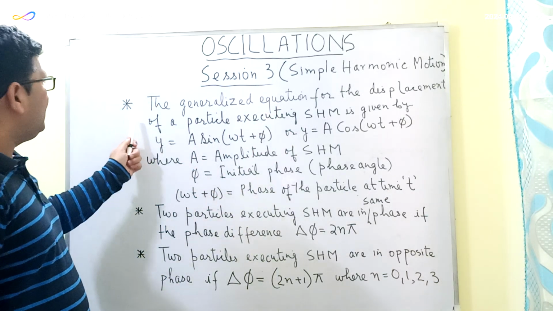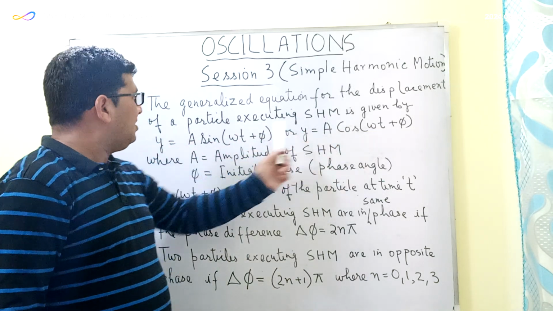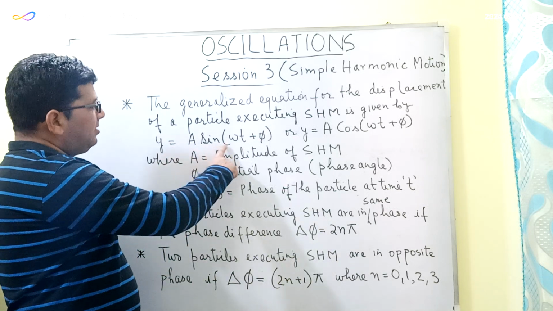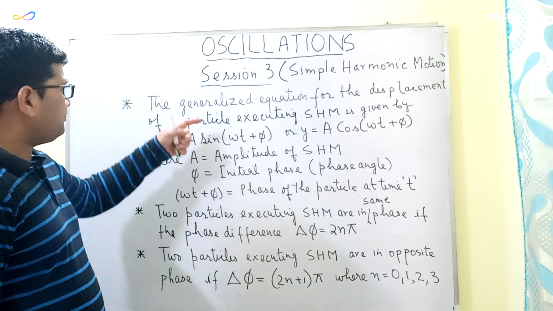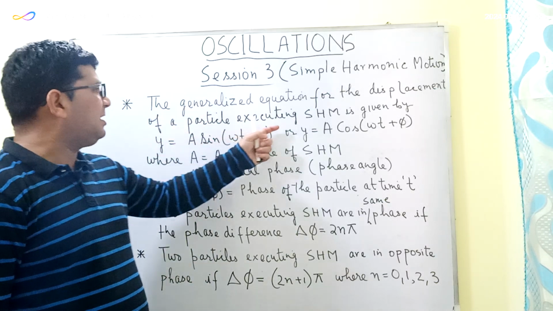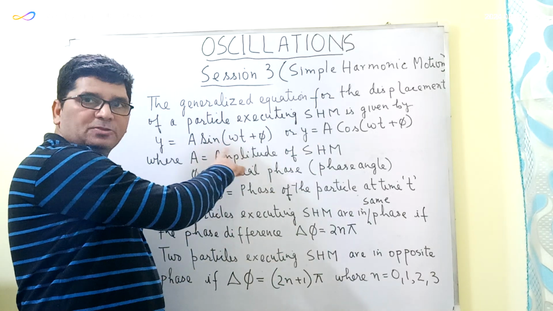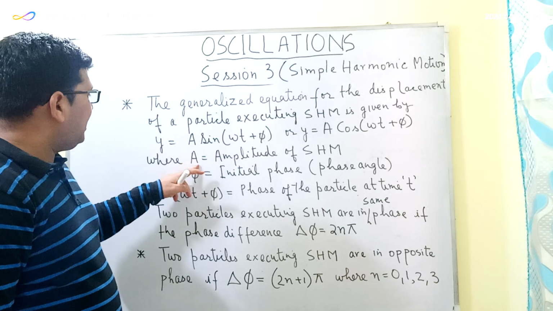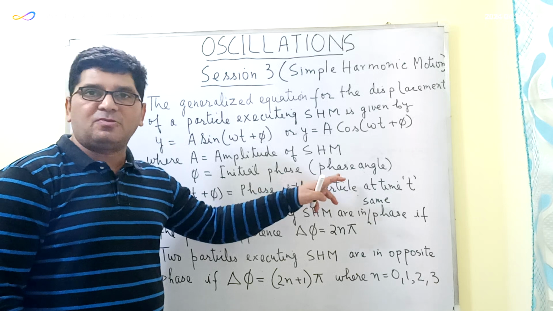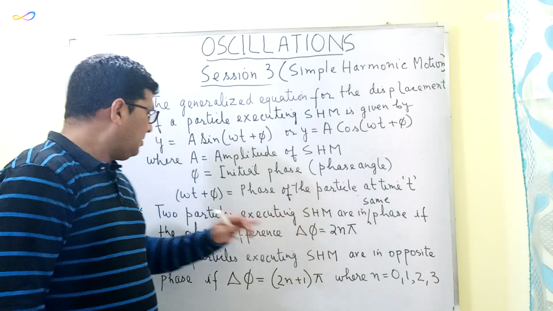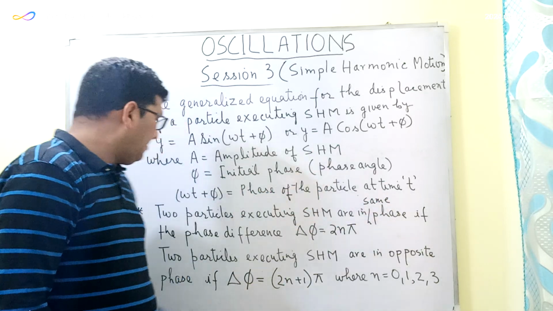So the generalized equation for the displacement of a particle which is executing simple harmonic motion is given by y = A sin(ωt + φ), or y = A cos(ωt + φ). So the generalized equation for the displacement of a particle executing simple harmonic motion can be expressed in both these two ways. Here A is the amplitude of this simple harmonic motion. φ is the initial phase, also known by another term, the phase angle. And ωt + φ is the phase of the particle at any instant of time t.